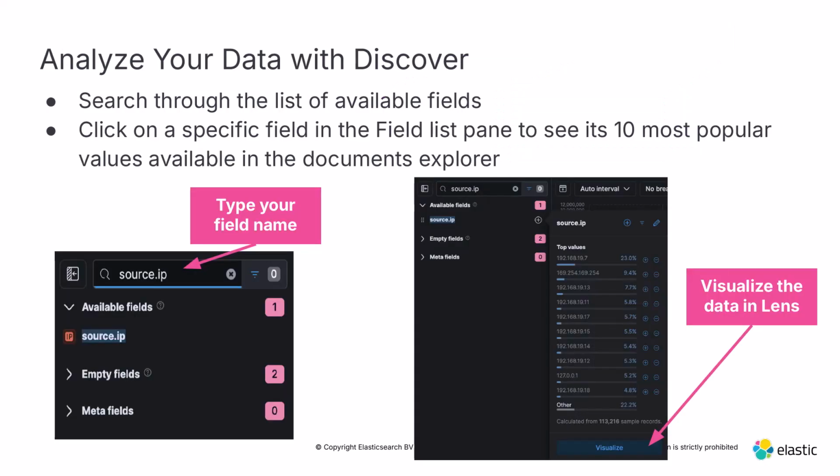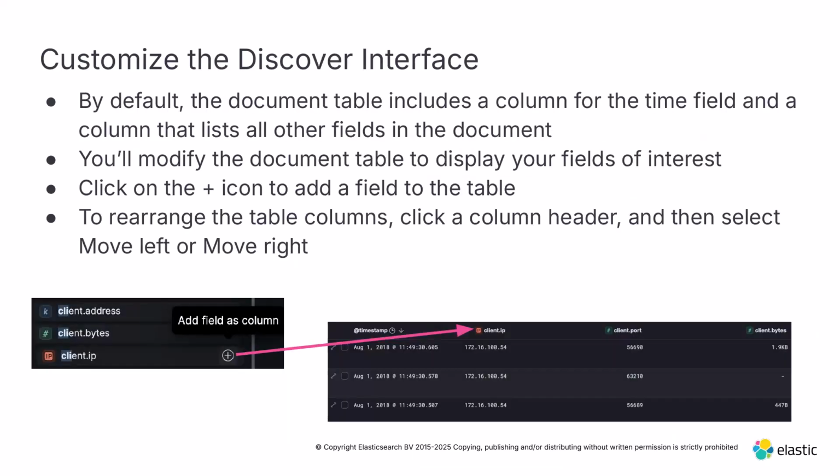You can search available fields and view their top 10 values sampled from records. The sampling size appears at the bottom, providing a quick overview though not completely accurate. You can filter values in or out and visualize data in Lens. The plus sign beside fields adds them as document table columns. Customize the Discover interface by displaying fields of interest, adding fields as columns, rearranging columns left to right, and sorting data ascending or descending.